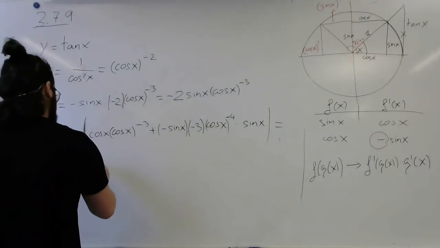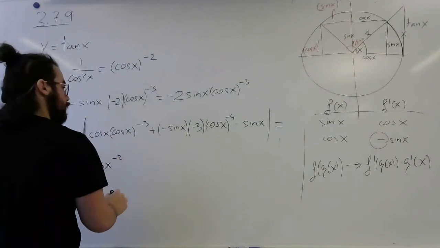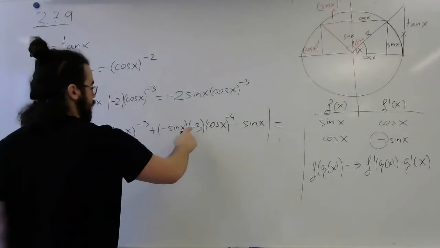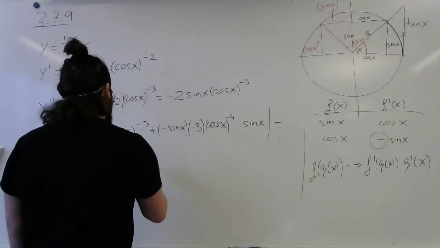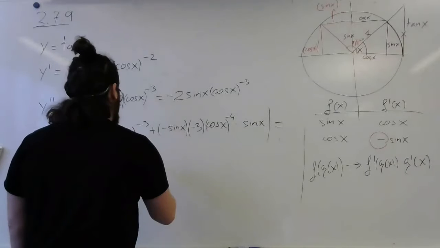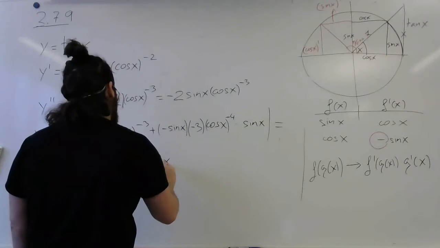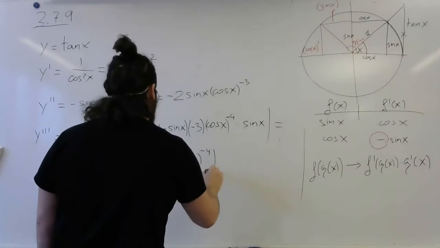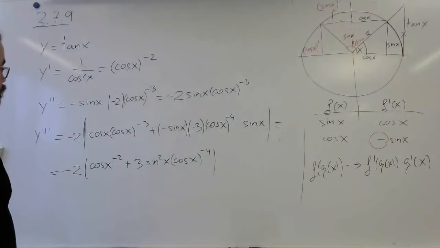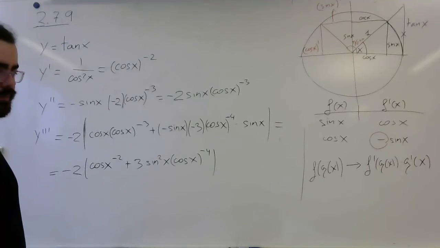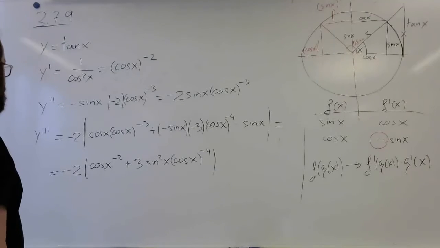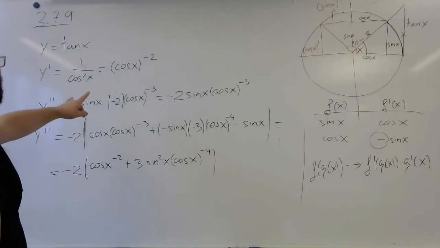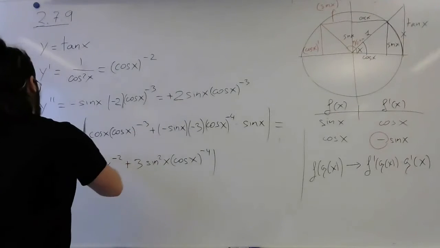So let's see where this leads us. This is cosine of x to the power minus 2, plus, this minus with this minus becomes a plus, 3 sine square of x cosine of x to the power minus 4. This looks pretty bad, right? It should be +2. No, my gentlemen, it should be +2. This is correct.